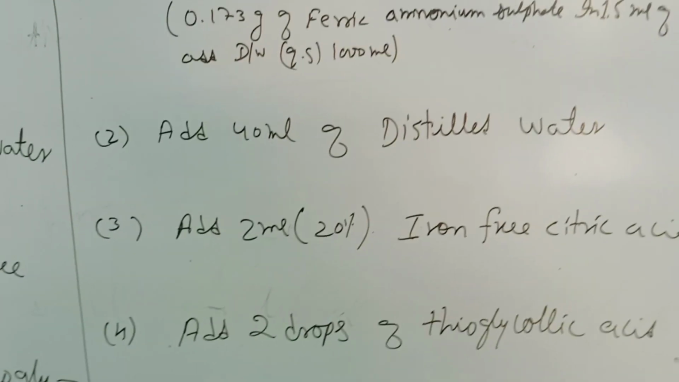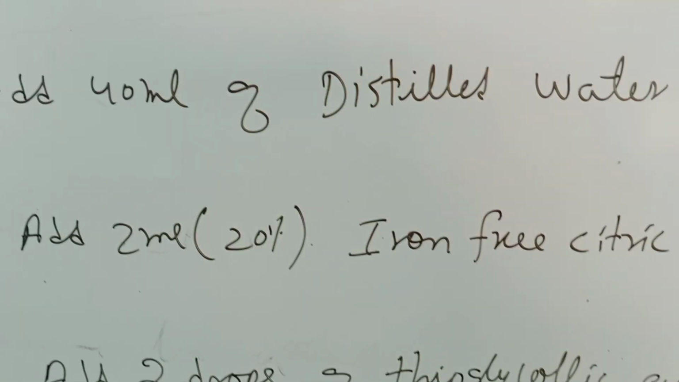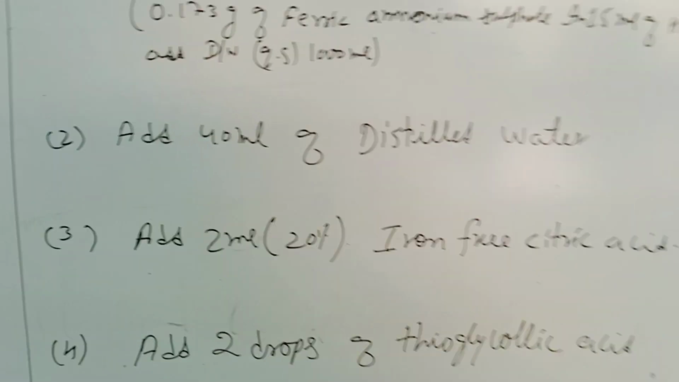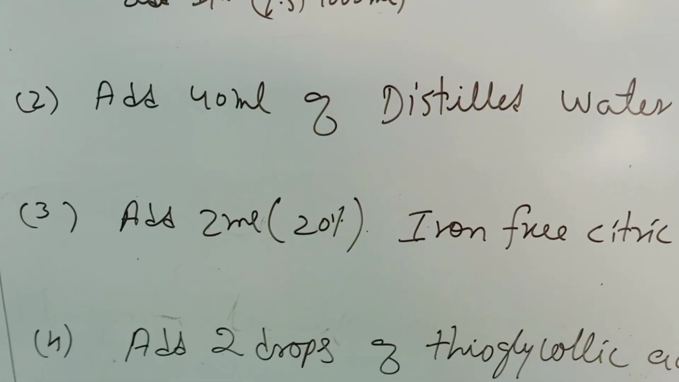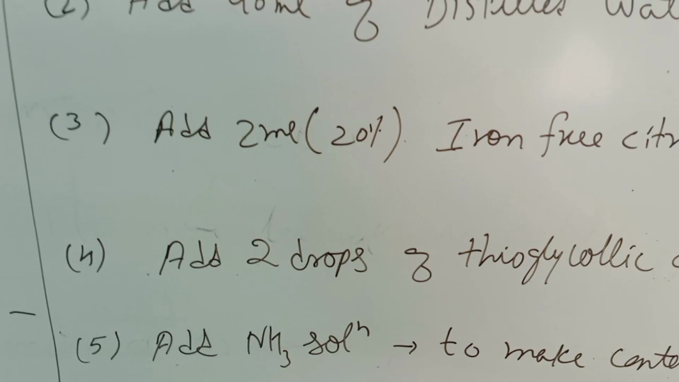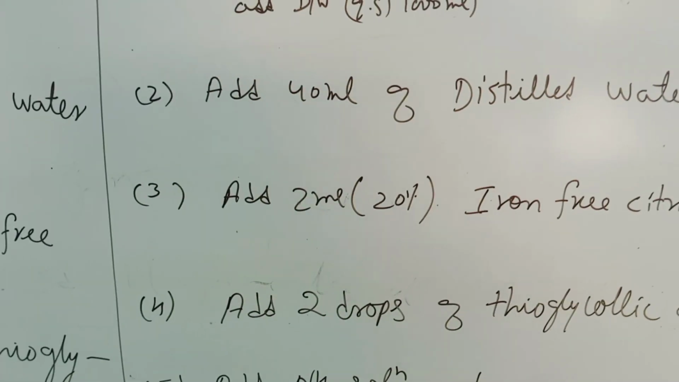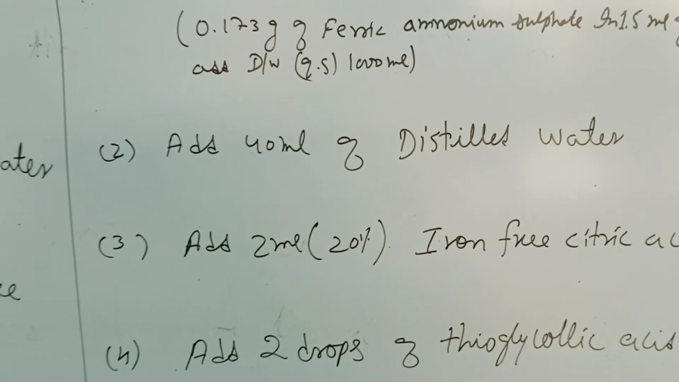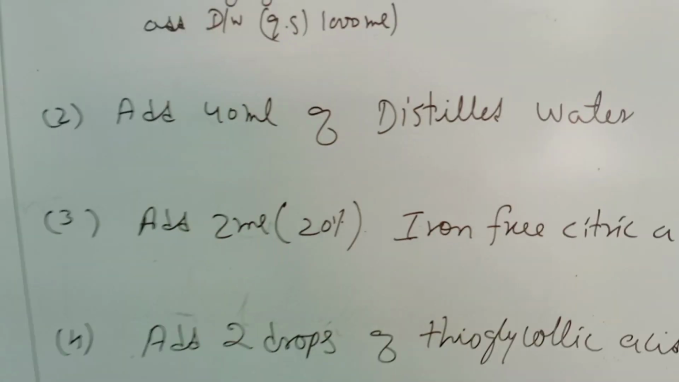Once we are done with step 2, we have to add 2 ml of 20% iron-free citric acid. Now the 2 ml is the volume or quantity of the citric acid, and the 20% is its strength. So this is the quantity and strength of the citric acid which we have to add to the standard solution.